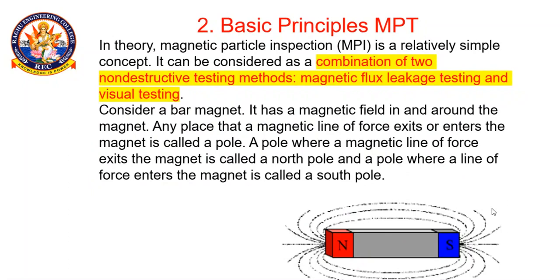If you cut any magnet, the cut area is converted into the opposite pole to the other end. Suppose one end is a north pole; if you cut this magnet, the other end becomes the south pole. So if any crack is present in the magnet, the poles will be shifted to the opposite poles of the other ends. This test is a combination of two non-destructive testing methods: one is magnetic flux leakage testing and the other is visual testing equipment.